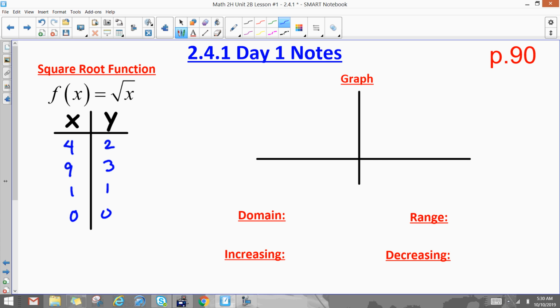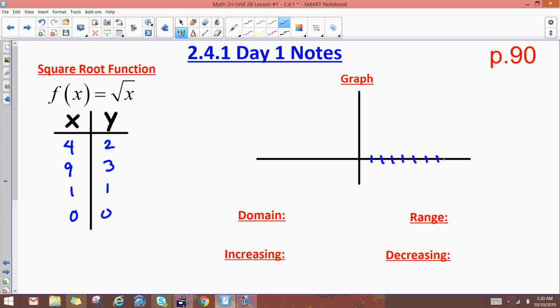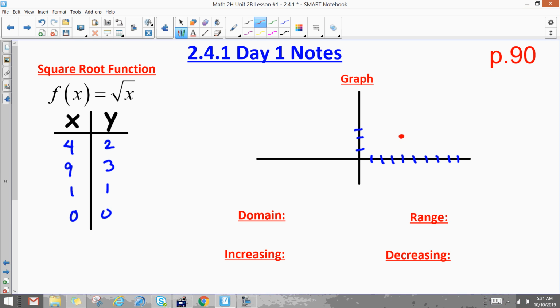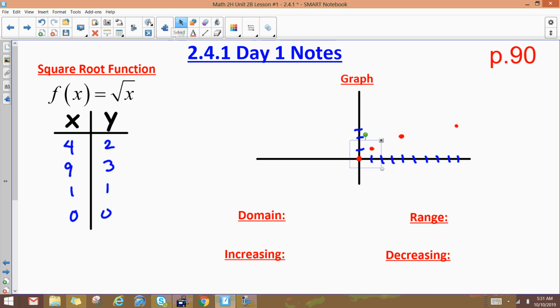So I'm going to plot some of these points. 4, 2, 9, 3, 1, 1, and 0, 0. So that gives us a rough idea of the curve that we have here.